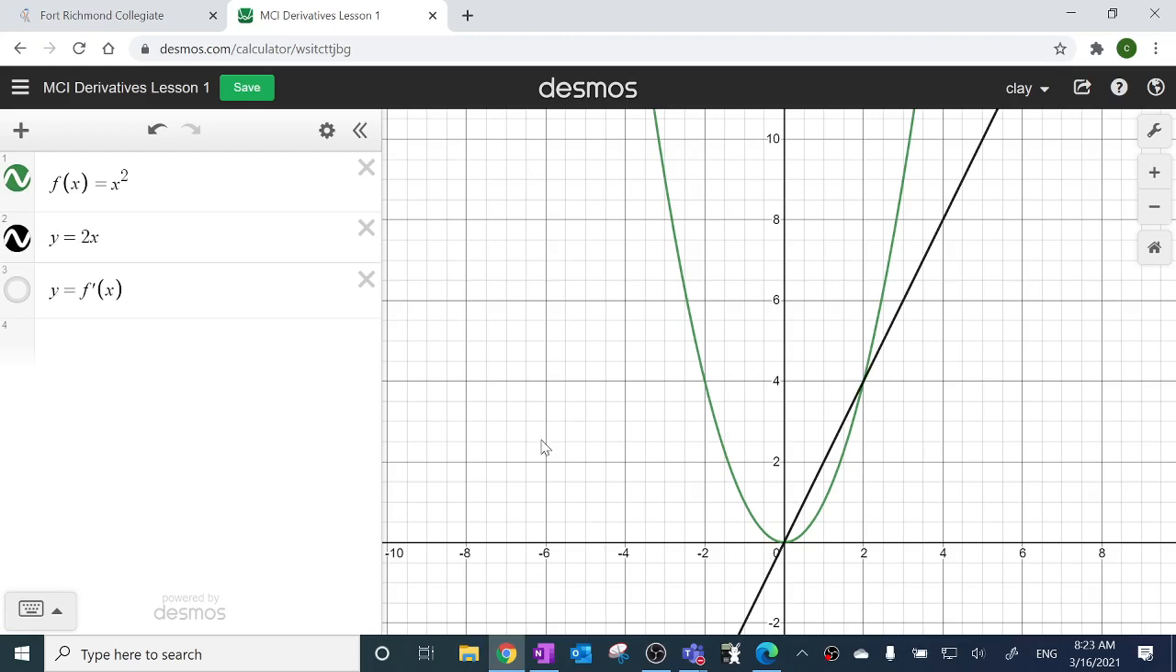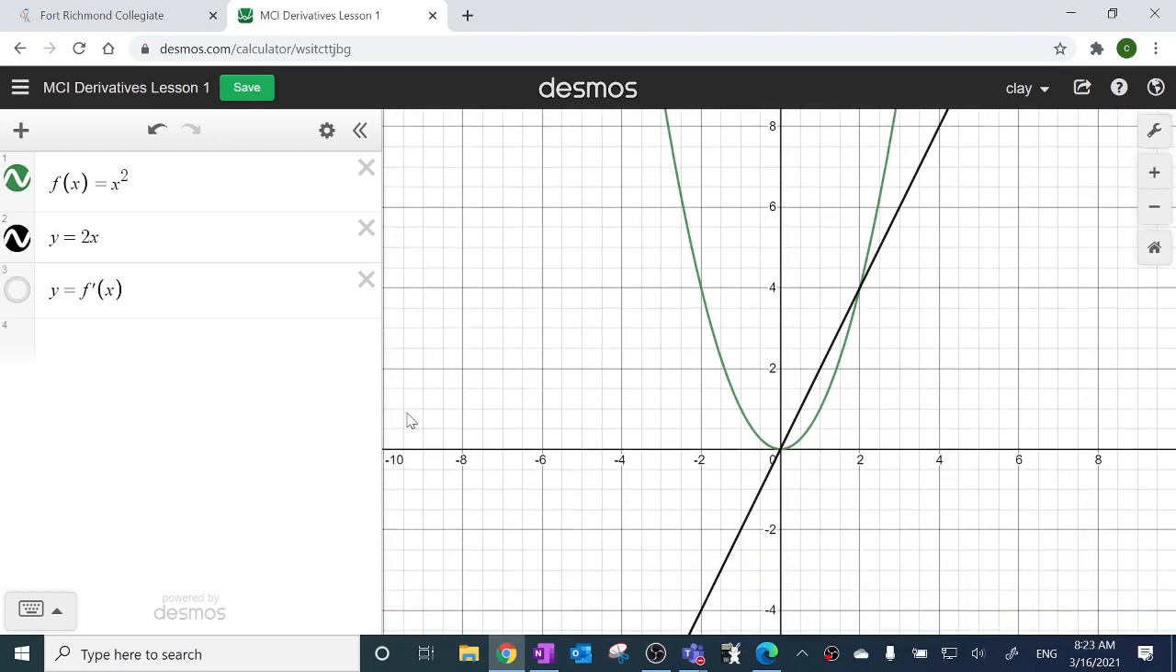Now, you can kind of see from the graph that it makes sense, because look at the way the line y equals 2x behaves. It goes through 0, 0, which makes sense, because at the point where y and x are 0, you'd have a tangent line that would be horizontal, and horizontal lines have a slope of 0. So it makes sense its slope is 0 at 0.